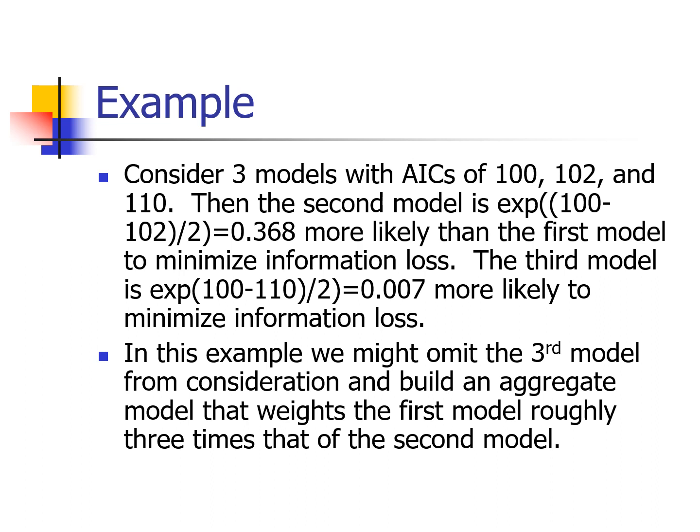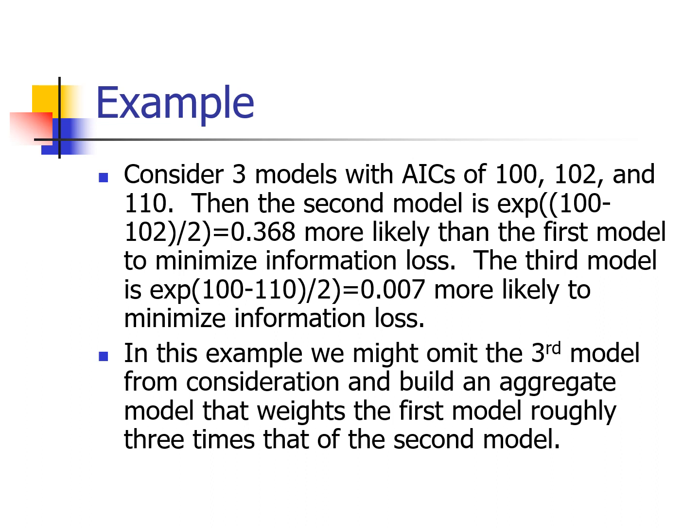If I wanted to look at that relative information loss for model 2, I would just do 100 minus 102 divided by 2. I'm going to get 0.368. So how would I interpret that?